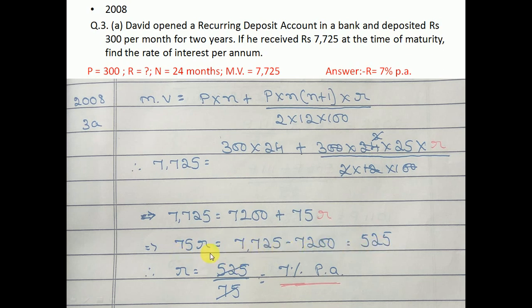So 75R is equal to 525. R is equal to 525 by 75. You will get 7% per annum. It is a direct way of solving this question because we want to get the final answer, the rate of interest, at once. Hope it is clear. You can try even in this method. You will get the same answer. It is just that I substituted P into N directly over here and I am getting the answer.